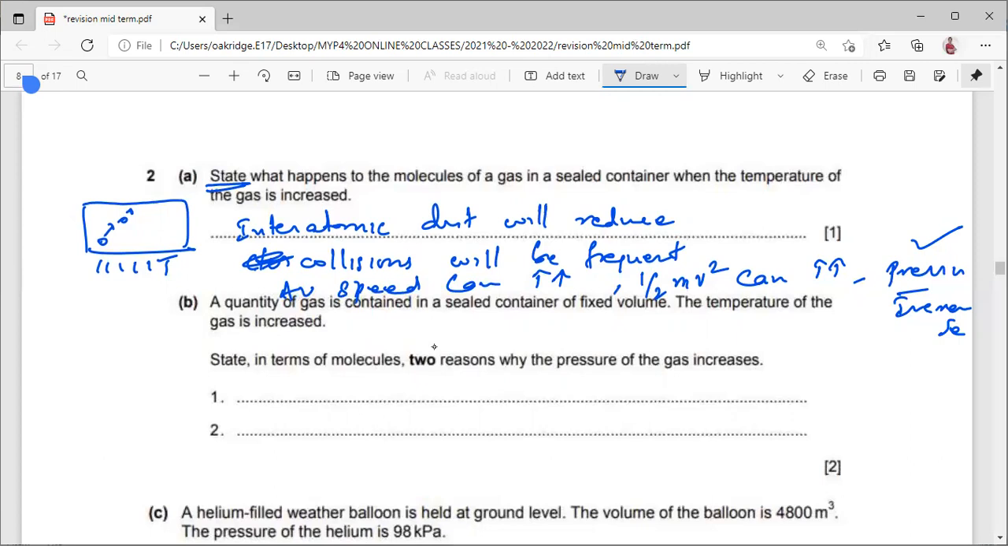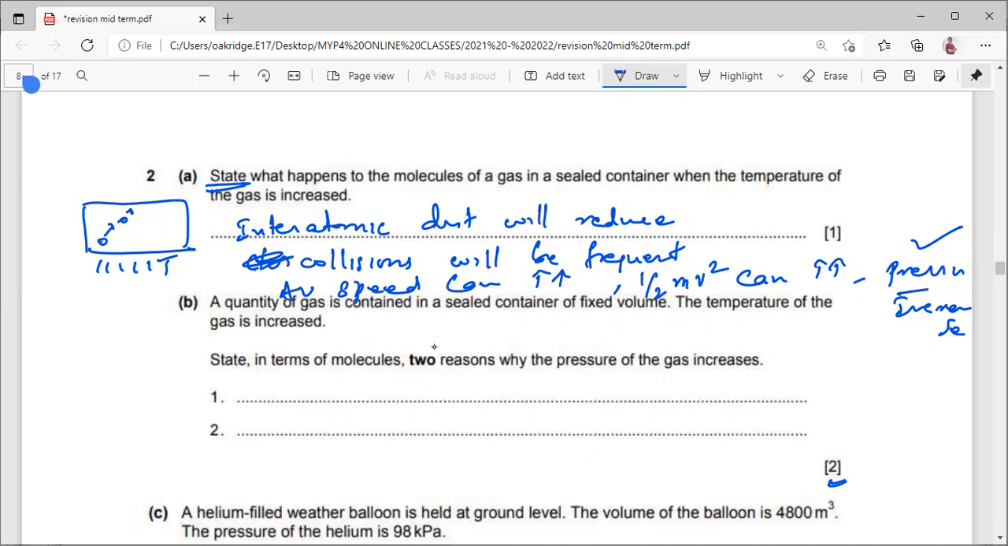Now, a quantity of gas is contained in a sealed container of fixed volume. The temperature of the gas is increased. State in terms of molecules two reasons why the pressure of the gas increases. Again, in this case, this is for 2 marks. Now all these are fine. Okay, somewhere average speed can increase, half mv square increases, pressure increases.